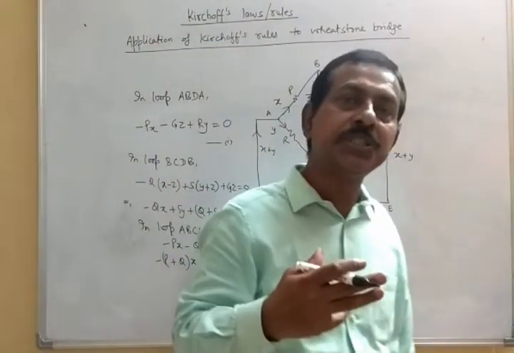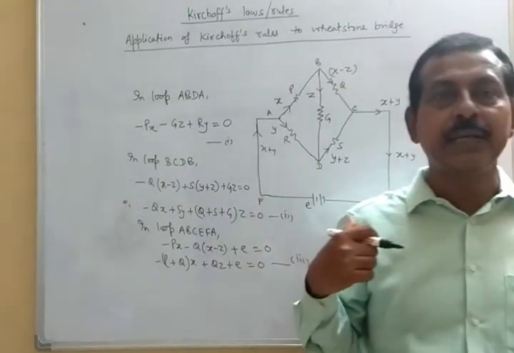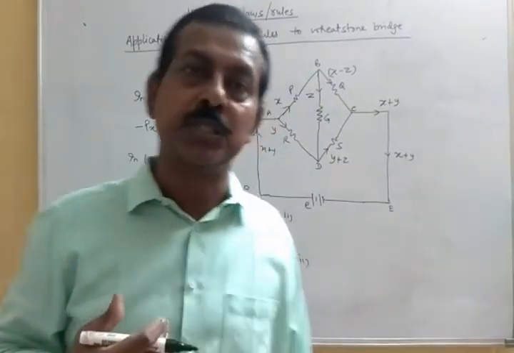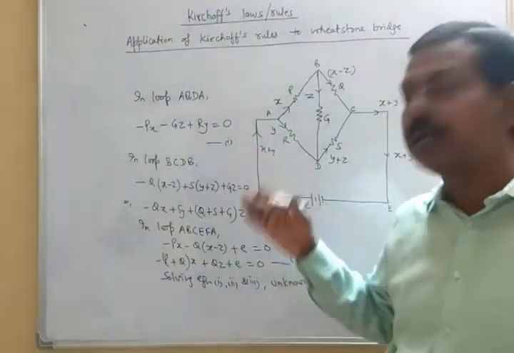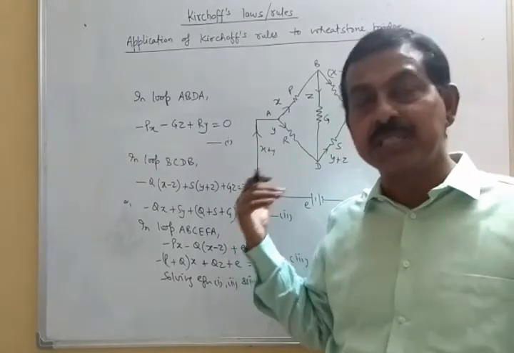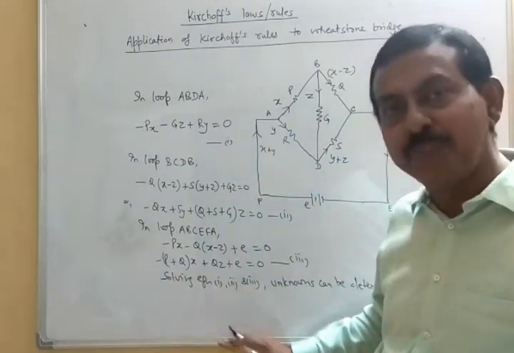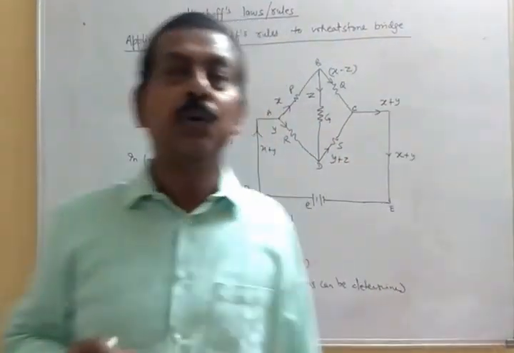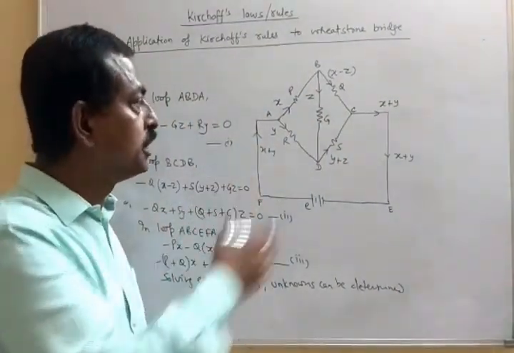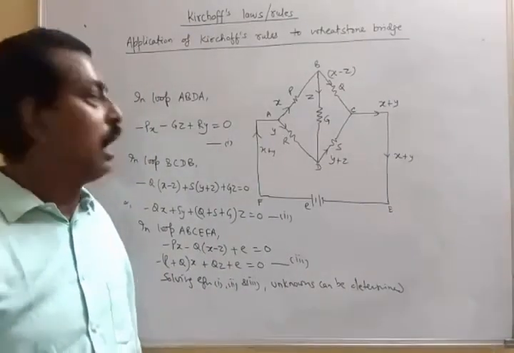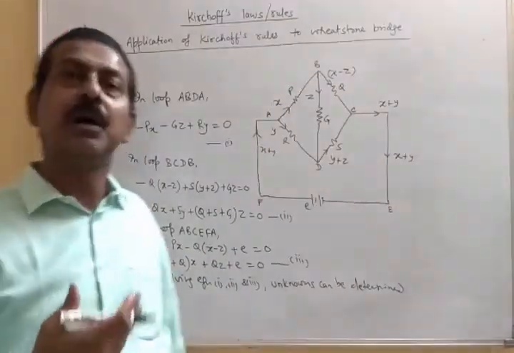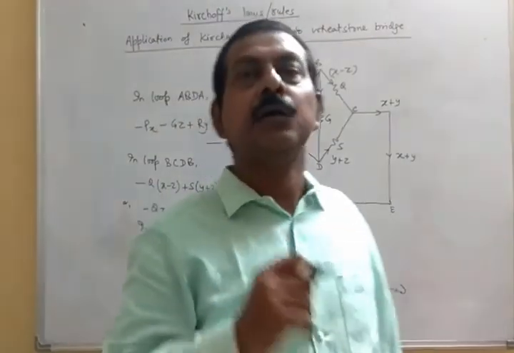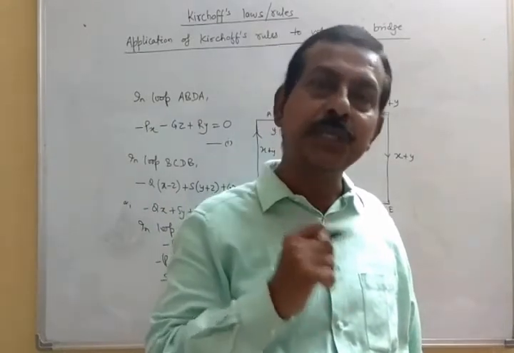Now you have three equations. Three unknowns were there, x, y, z. So solving these, you can get the value of the unknowns. If there is any numerical where the values of the resistances are given, you will have to solve that to get the value of the unknowns. So this is how you can apply Kirchhoff's rules to the Wheatstone bridge arrangement and get the value of the unknowns. Let's now try to get the balanced condition of the Wheatstone bridge.